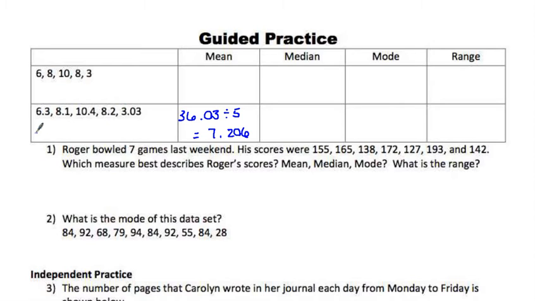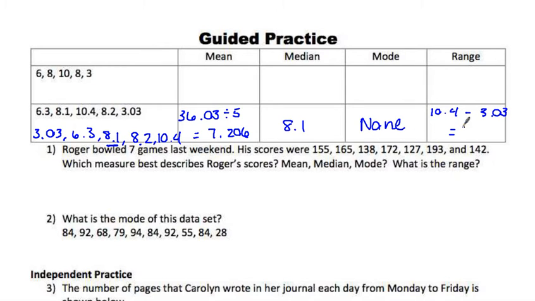Then you need to put them in order: 3.03, 6.3, 8.1, 8.2, and 10.4. The middle number in this case would be 8.1, so that's the median. And the mode is the one you see the most, but there is no mode, so we're going to write none. The range is the highest minus the lowest, so 10.4 minus 3.03, and that gives us an answer of 7.37. I want you to do the top one on your own.